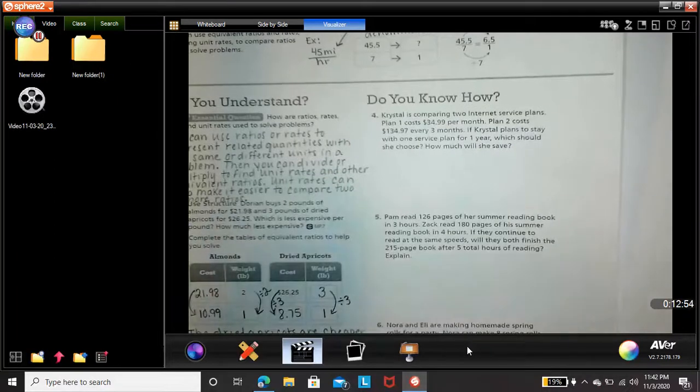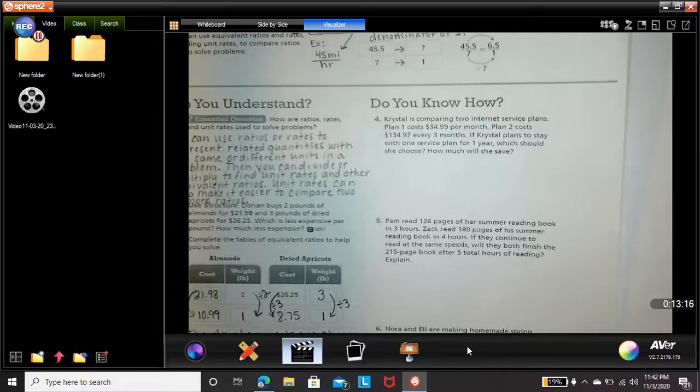Okay, moving on to the open-ended questions. I'm going to really walk you through question 4, prompt you a bit with question 5, giving you opportunities to fill in some information, and then leave you to solve number 6 completely on your own.